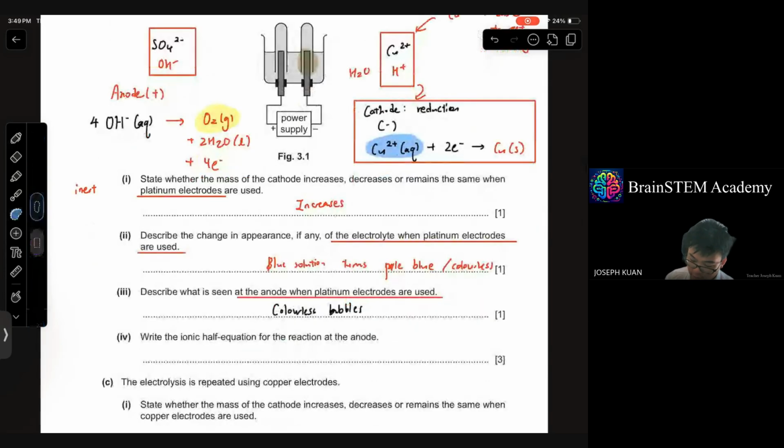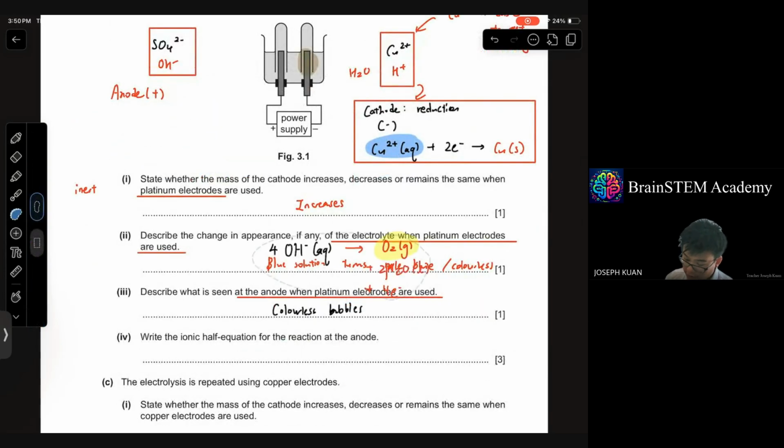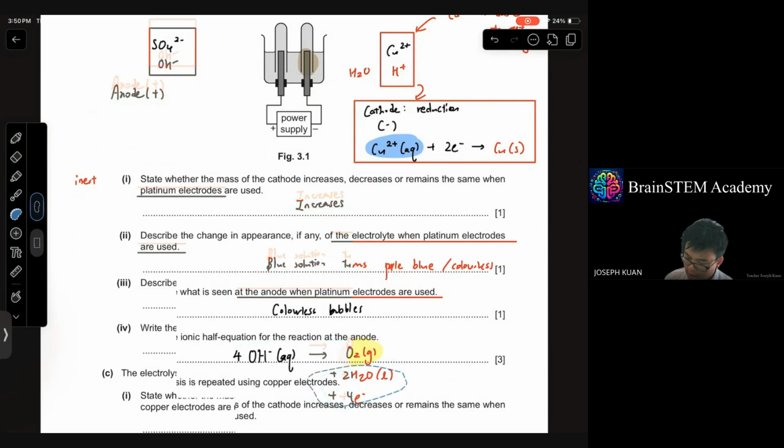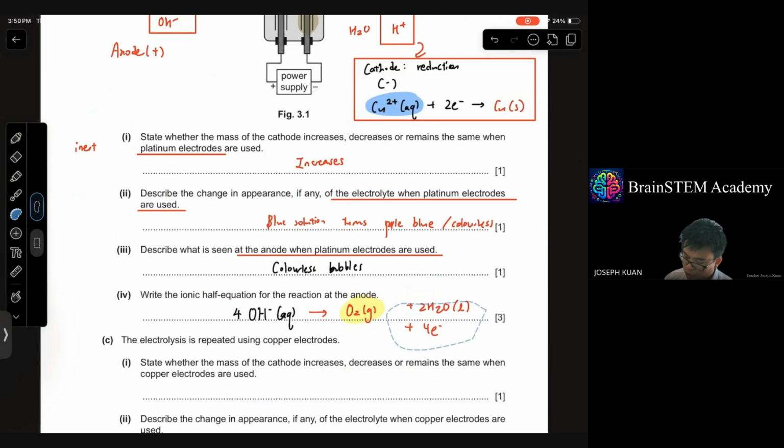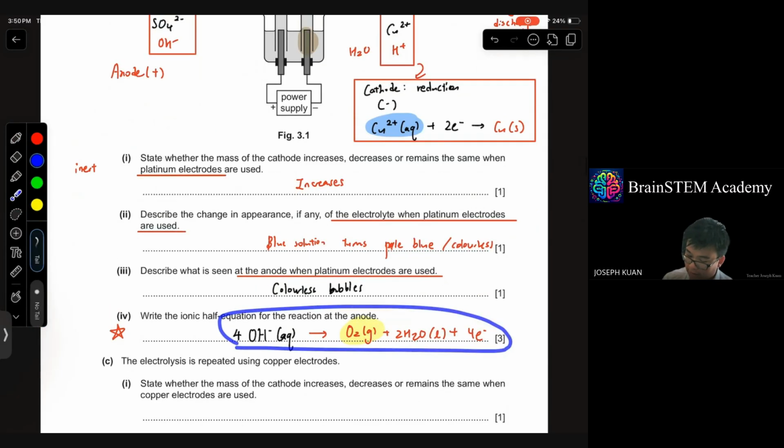So at the anode, I've just written the equation. That's the equation. Hydroxide forms oxygen, 2 water, and 4 electrons. This is more towards memorization. Okay, that's the reaction that happens at the anode.